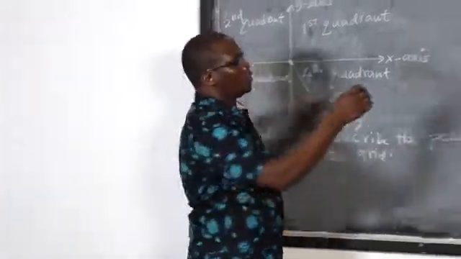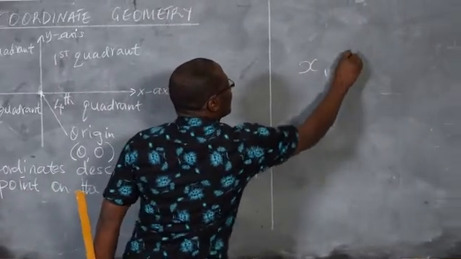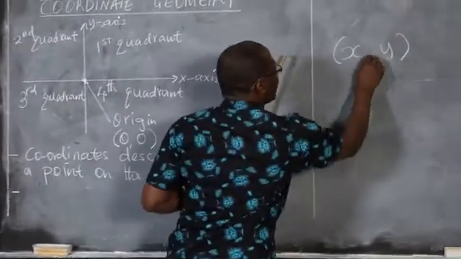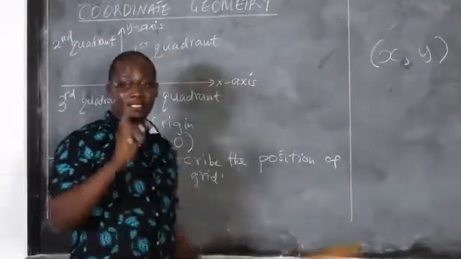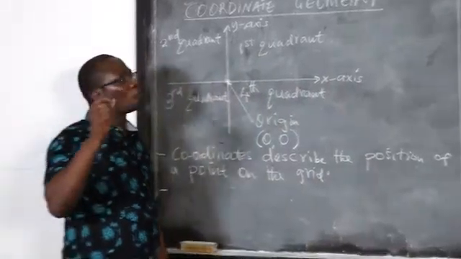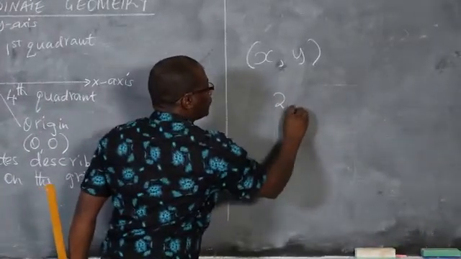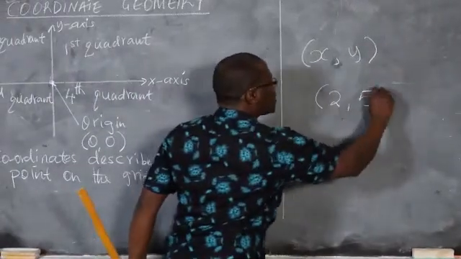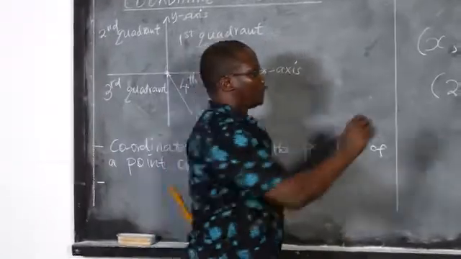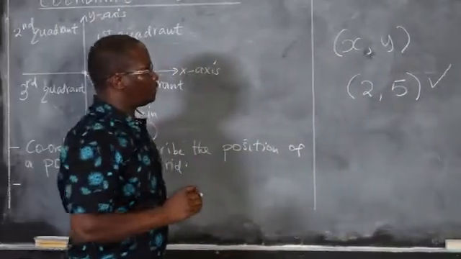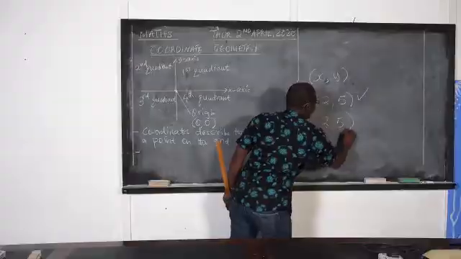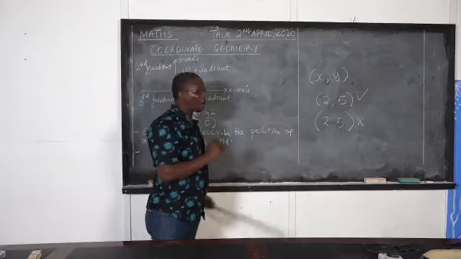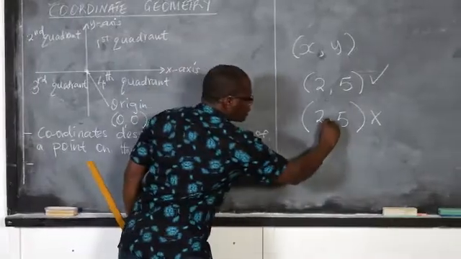Then we should also know the form in which coordinates are given. This is very important. Coordinates are given as (x, y), and they must be separated by a comma and enclosed in a bracket. When I talk about the coordinate (2, 5), for example, you must separate 2 and 5 with a comma, and both must be enclosed in a bracket. That is correct. If you write it as (2 5), that is wrong, because they are not separated by a comma. To make it correct, you have to insert the comma.